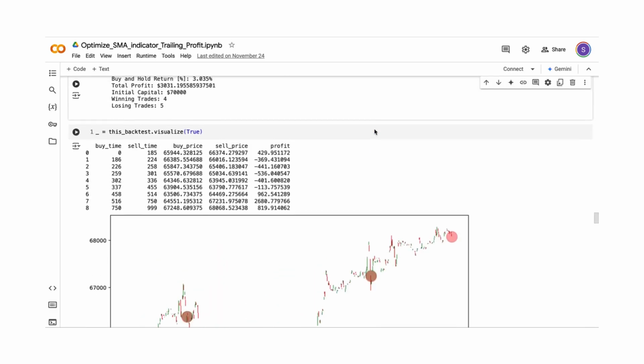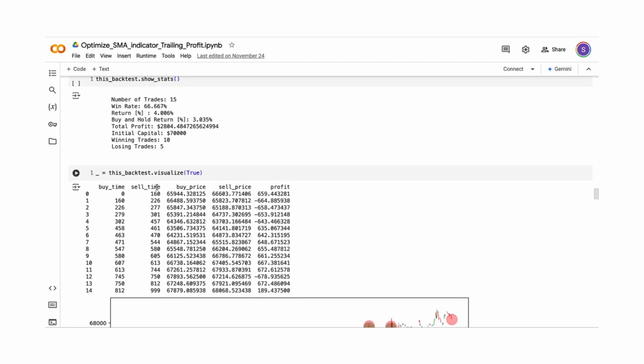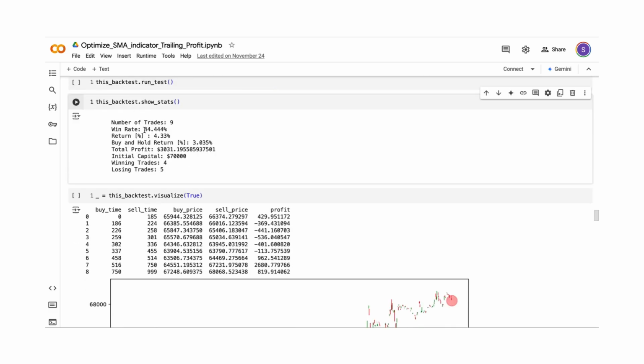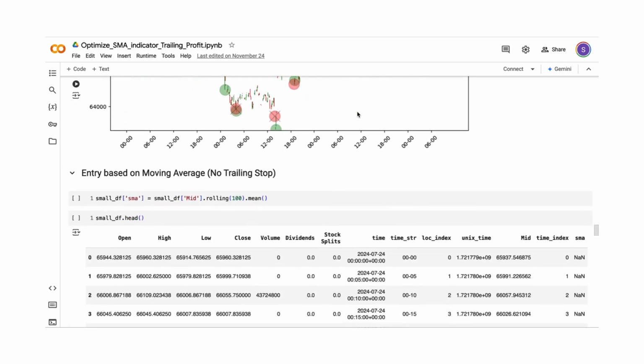So we might have ended up reducing our win rate. Our win rate was 66%. We ended up reducing it, but we were still getting better returns because now we have one trade which makes this huge amount of profit. And that is the basic idea of adding the trailing stop loss.